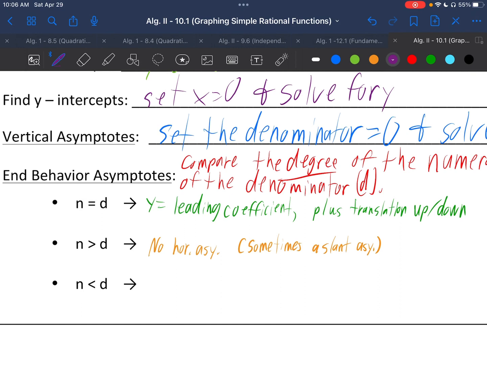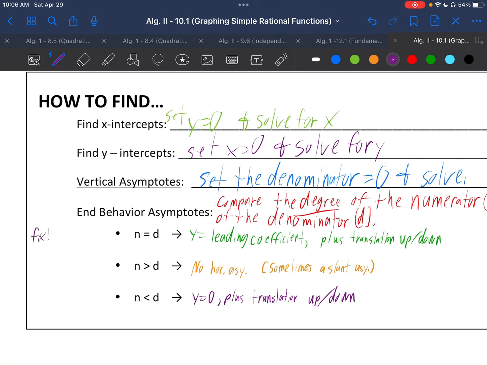Now, if the degree of the numerator is less than the degree of the denominator, then there's a horizontal asymptote at y equals 0, plus whatever translation up or down there is. You might recall that vertical translations take place after everything else. So this would be like f of x equals p of x over q of x, and then the vertical translation would be this part, like plus 5 or minus 2. And those would be translating the whole graph up 5 or down 2, respectively.